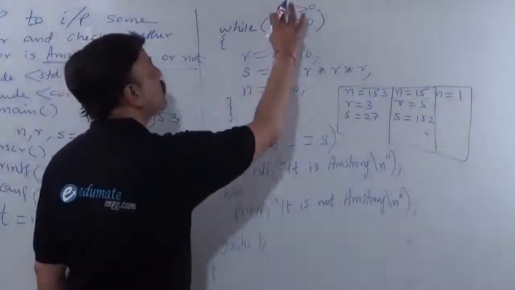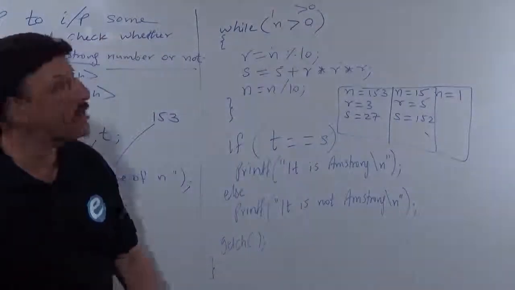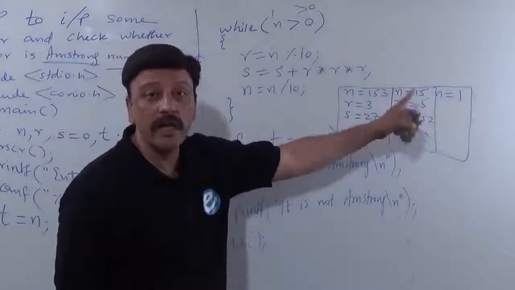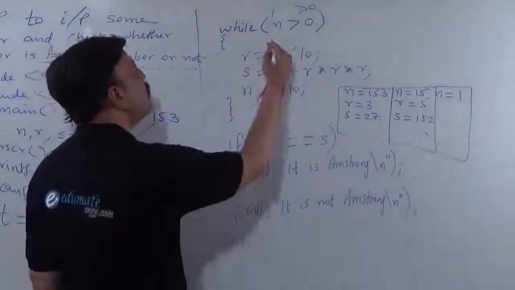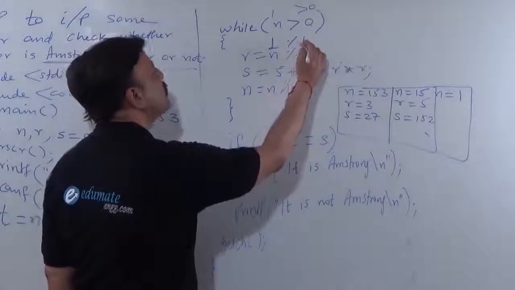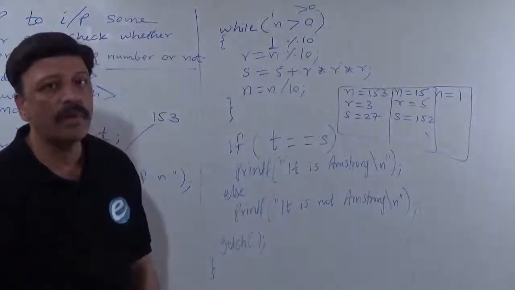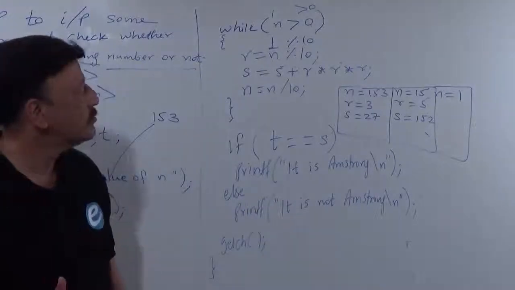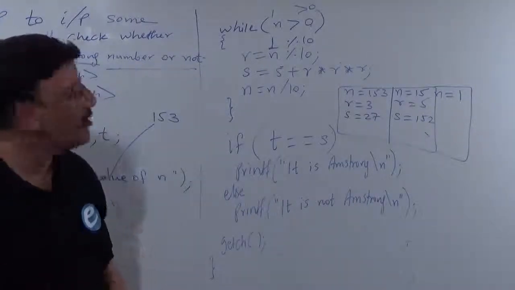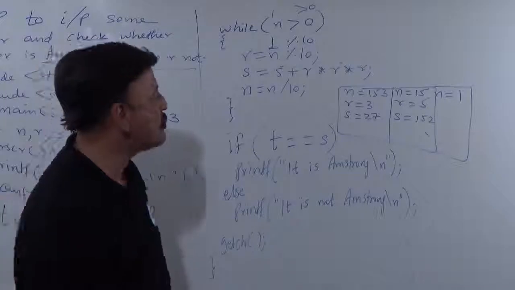Now n is 1. 1 is greater than 0. True condition. Still the condition is true. N is positive, greater than 0. So run this line. R becomes 1 % 10, isn't it? 1 % 10 is 1. No arguments. 1 % 10 is 1. So R becomes 1.